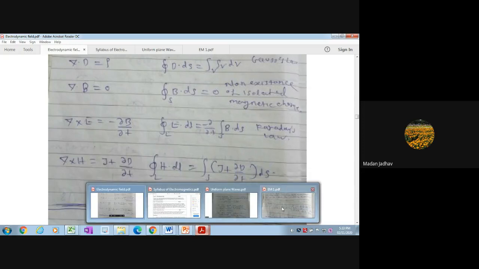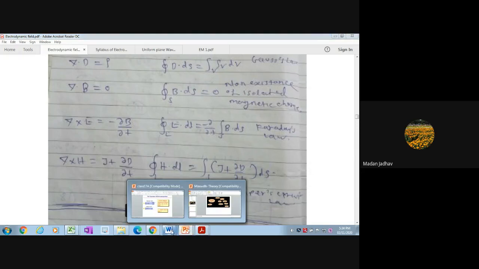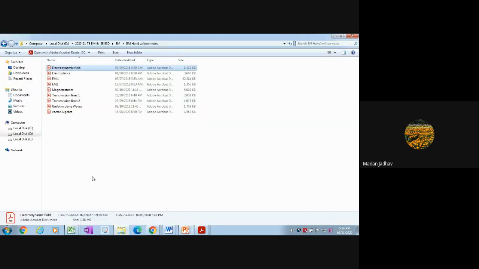So first of all we'll see the equations for the electric boundary conditions. And then afterwards we will see the equations for the magnetic boundary conditions.